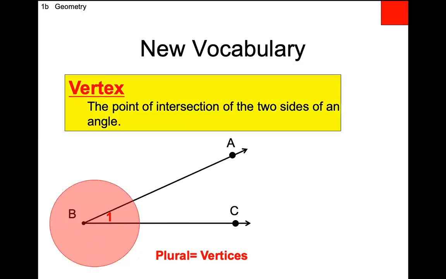All right, moving on. Oh, there's the vertex right there in blue. Guess what we do with the vertex of any angle?